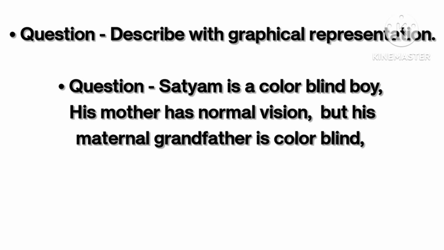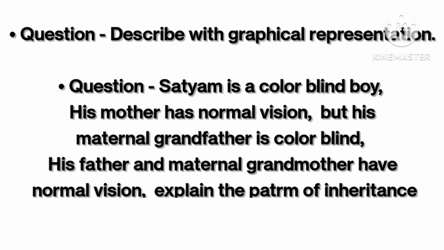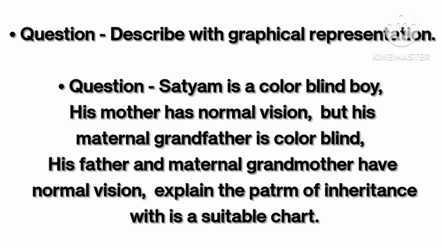Question. Satyam is a colorblind boy. His mother has normal vision, but his maternal grandfather is colorblind. His father and maternal grandmother have normal vision. Explain the pattern of inheritance with a suitable chart.